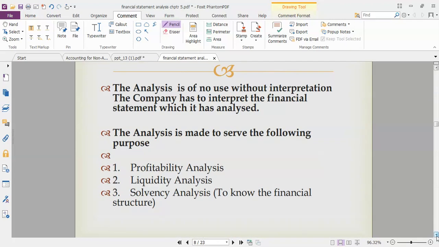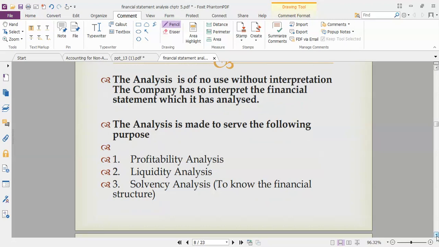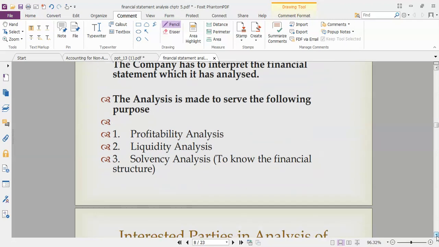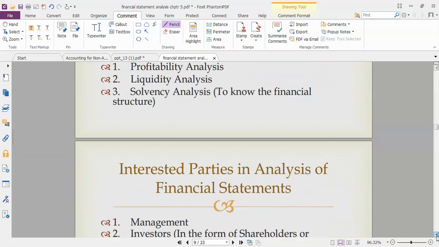So interpretation: the analysis is of no use without the interpretation. The company has to interpret the financial statement which it has analyzed. The analysis is made to serve the following purpose. So we analyze the financial statement and then we look into three areas: the profitability of the company, the liquidity of the company, and the solvency of the company. Solvency is the financial structure.